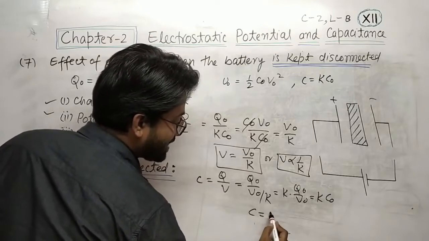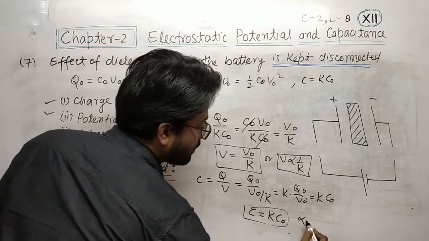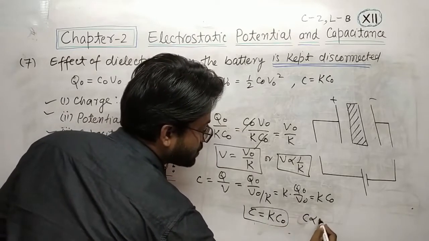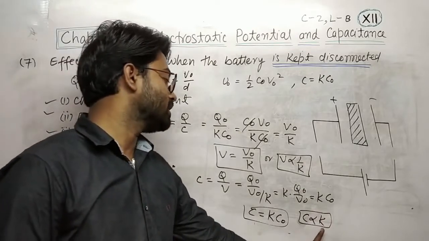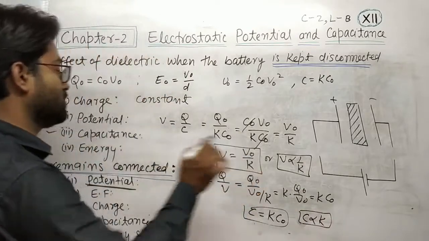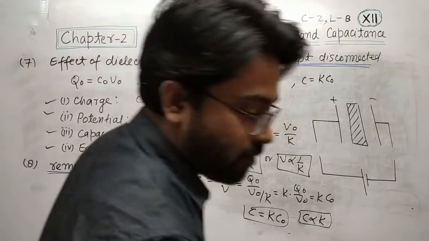Finally we can write C is equal to K times C naught, or we can write C is directly proportional to K. On increasing the value of dielectric constant K, capacitance of the capacitor will increase. Next point is energy.